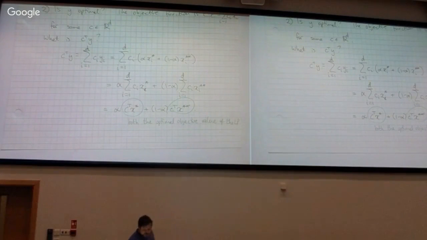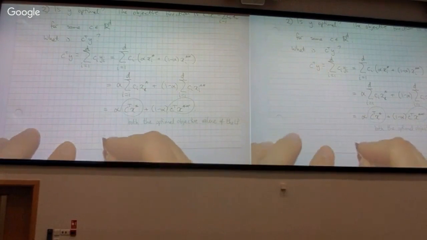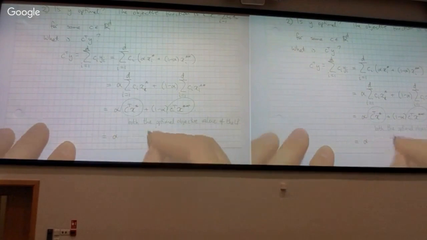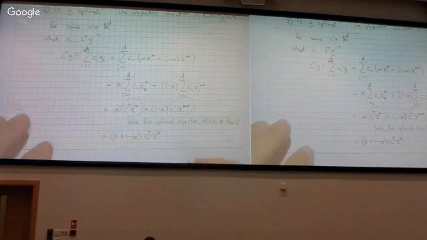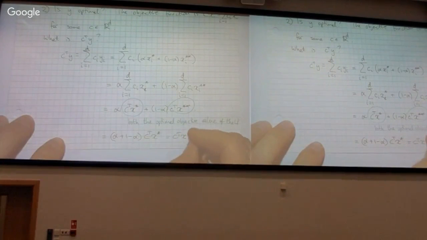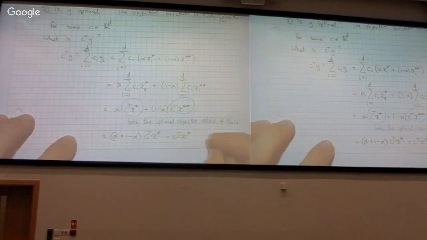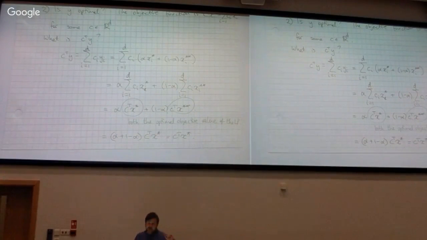So that means that I don't have to use the two of them. I can just use one. So this is the same as this. So that means that if you put y into the objective function, you get the exact same value of the objective function as you do for x star or x double star, and that's the reason why y is optimal.